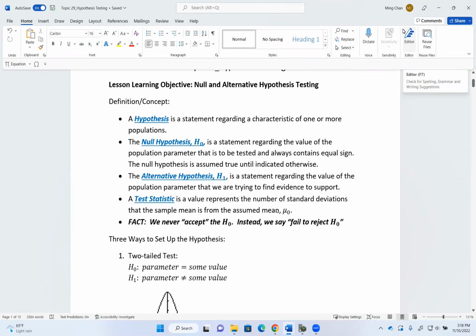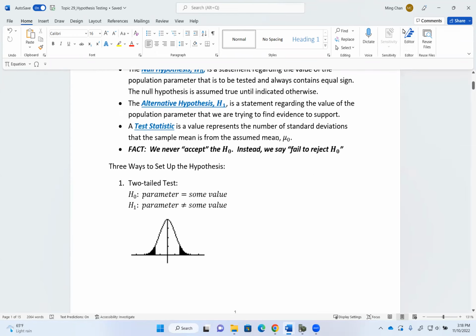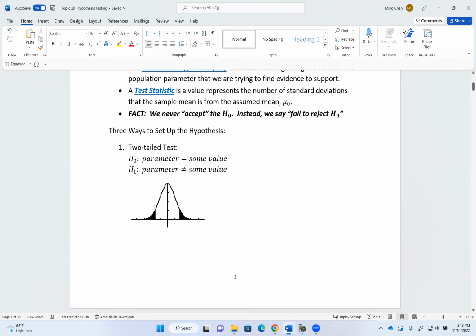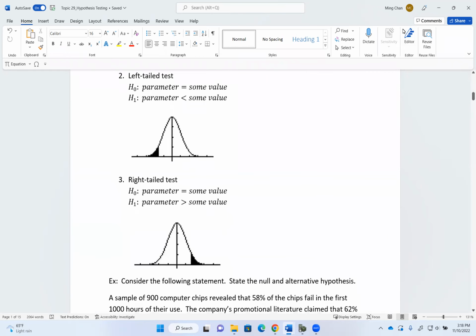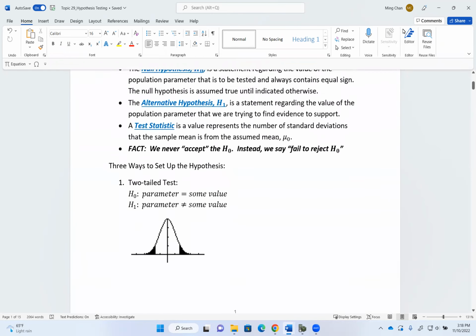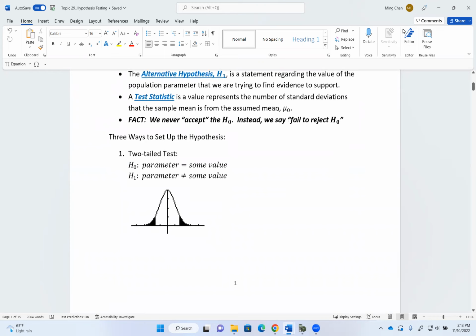All right, so there are three ways to set up the hypothesis. We can have a two-tailed test, a left-tailed test, or a right-tailed test. There are three types of ways we can set it up.